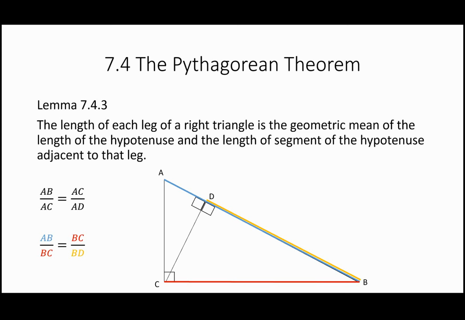So when something is the geometric mean of two other things, then the thing that's categorized as the geometric mean goes in the mean positions, repeated. Same value in the denominator of the left-hand side and numerator of the right-hand side. And then the other two things that it's the geometric mean of are going to be in the extremes positions, which in this case is the hypotenuse and the segment of the hypotenuse adjacent to that leg.